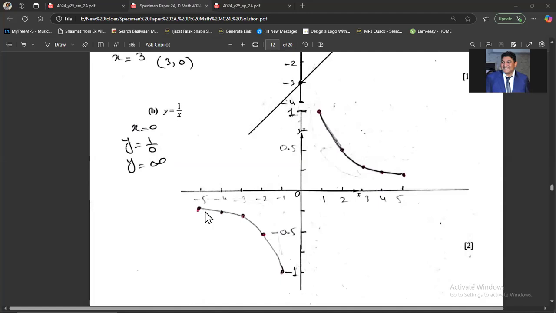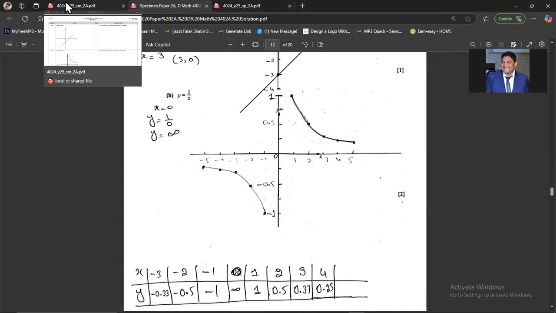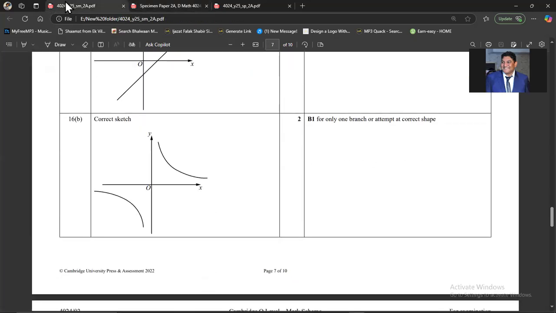here we have. I calculated the values of y at certain values of x. But the most important value was when x is 0, because y becomes infinite. So it's a vertical line. So the graph should be something like this. Okay. So now you can see the whole thing together. I was just working. It's just a 2-mark question. You only have to show the shape. So this is the sketch.